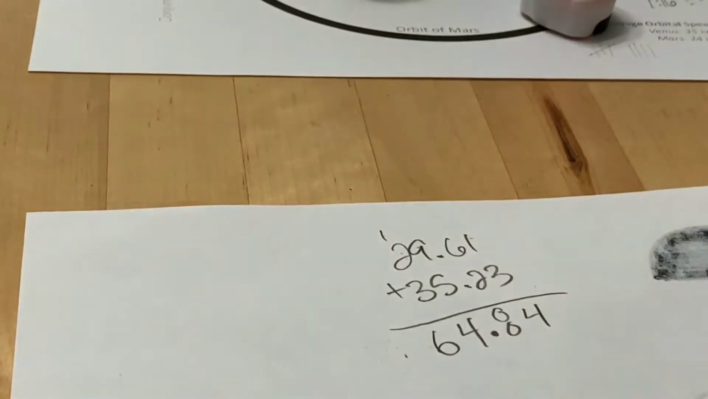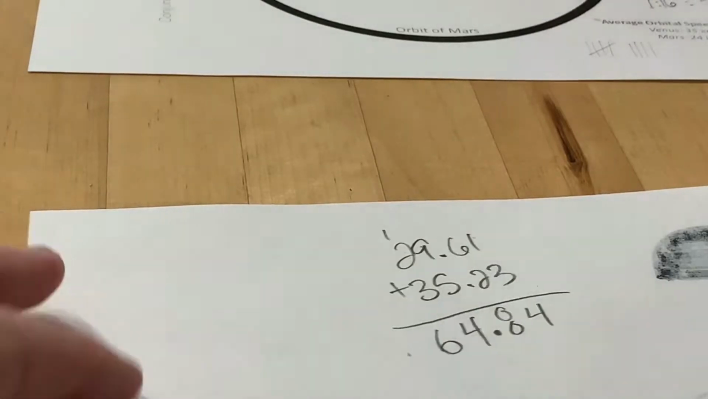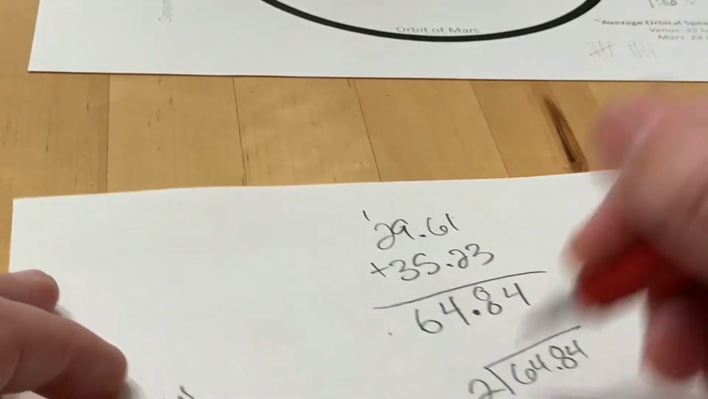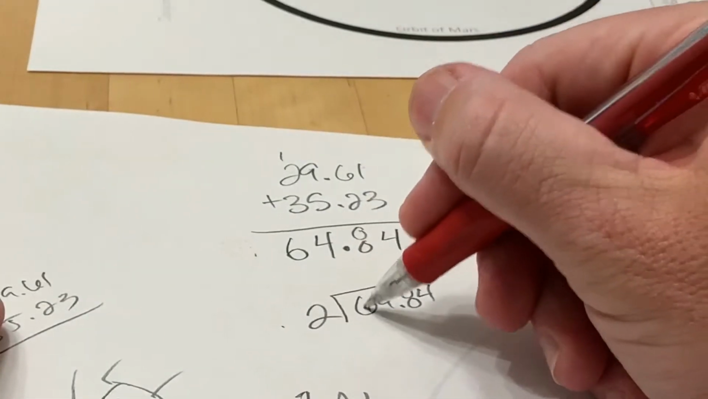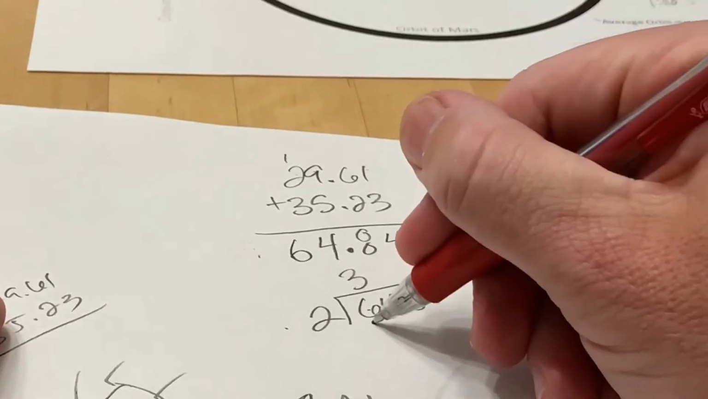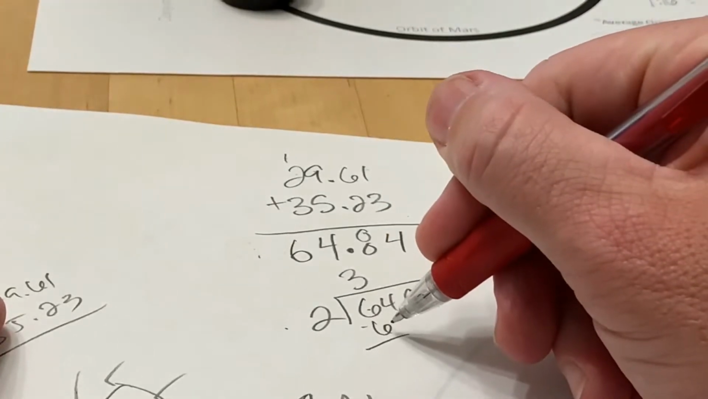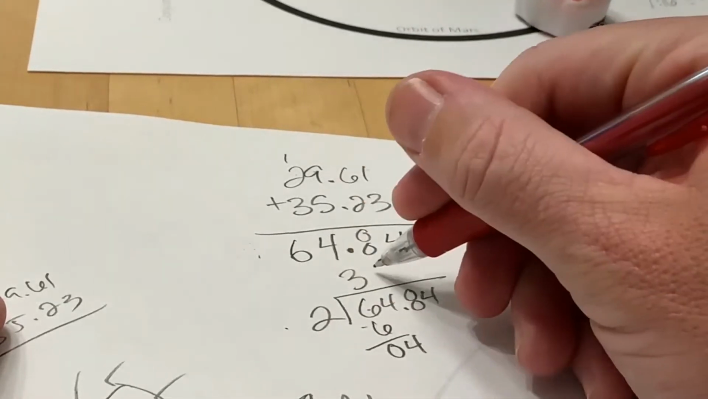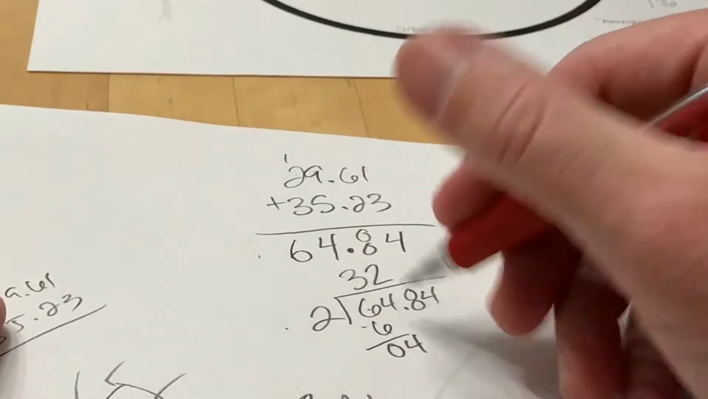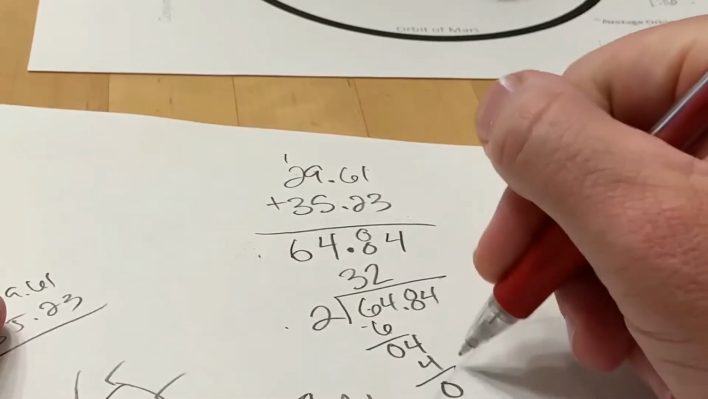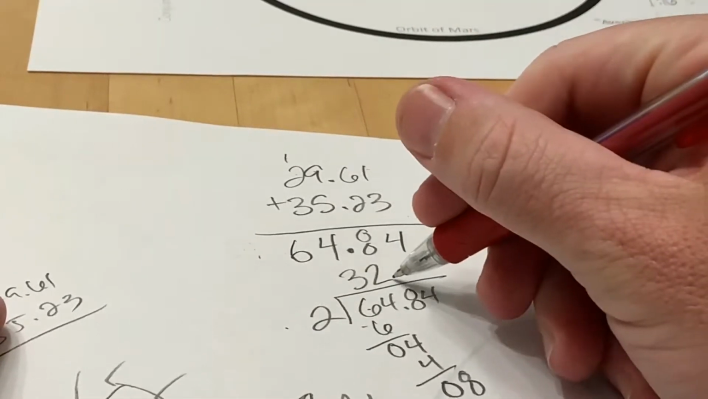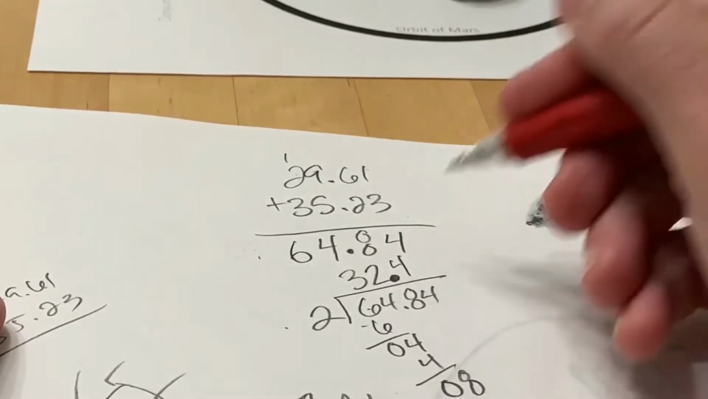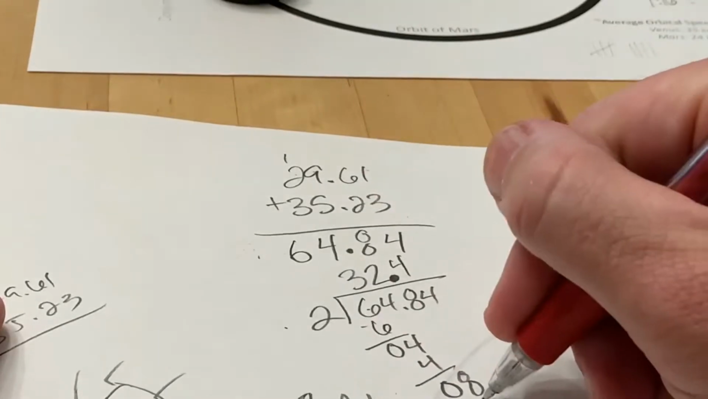So now to average, I have to divide it by 2. 64.84 divided by 2. 2 goes into 6 3 times. 3 times 2 is 6. 6 minus 6 is 0. Bring down my 4. 2 goes into 4 2 times. 2 times 2 is 4. 0. Bring down my 8. And then don't forget to put your decimal point up here. 2 goes into 8 4 times. So far, this is going great. 4 times 2 is 8.